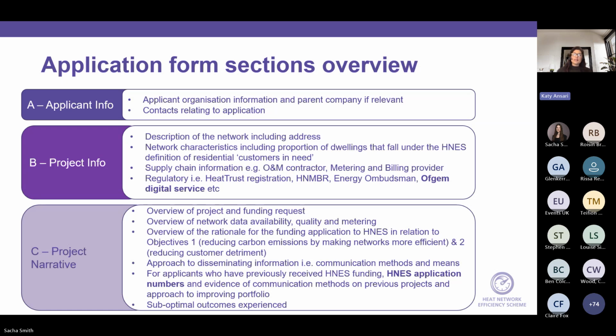In section A, this is about the application information. The application organisation information and parent company is relevant, and any contacts relating to the application. This will need to be the primary contact for the heat network and a secondary contact, who will be the contacts reaching out to throughout the assessment process. Please also ensure the applicant name matches the legal entity name exactly.